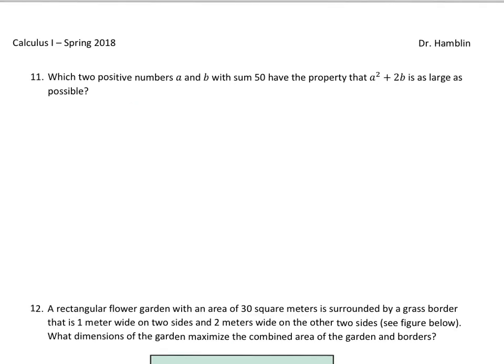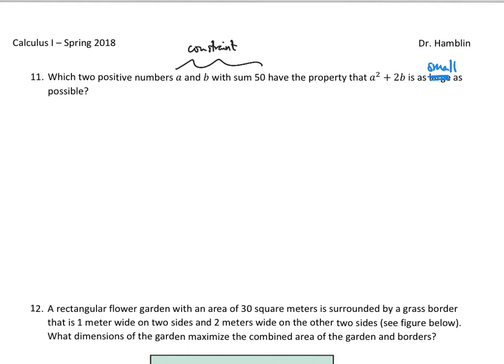All right, now we've got some application problems, and these are optimization problems. First thing to note is that on my version, there was a typo that I hadn't fixed yet. So on the one that you have, this says small, which is what I meant to say. So it should be, we want to find two numbers a and b with sum 50 that have the property that a squared plus 2b is as small as possible. That's what it says on your print copy, but like I said, the version I was using had a typo here. So we've got this fact that the two positive numbers have sum 50, and that's our constraint.